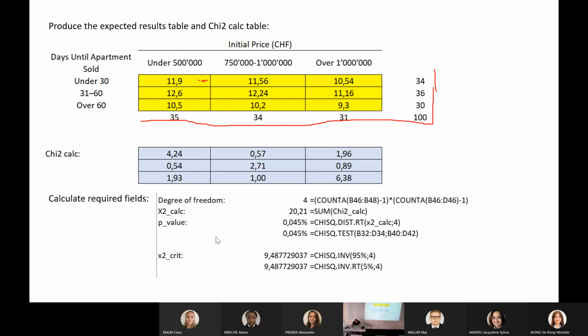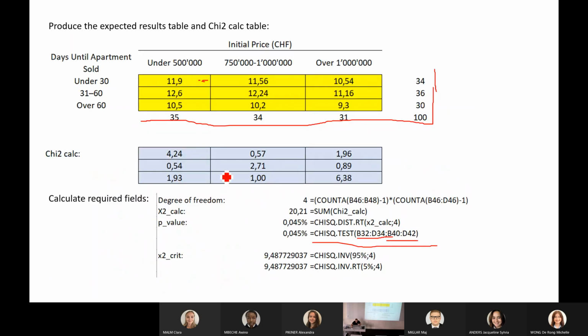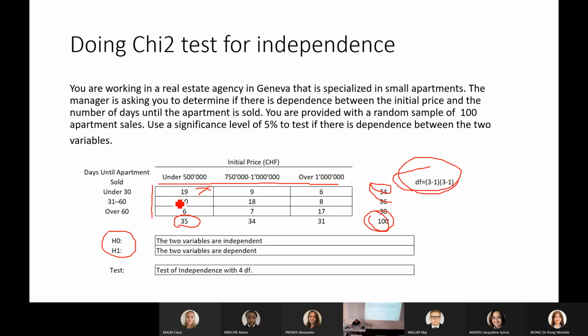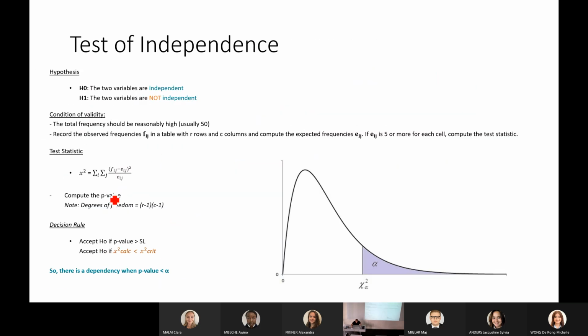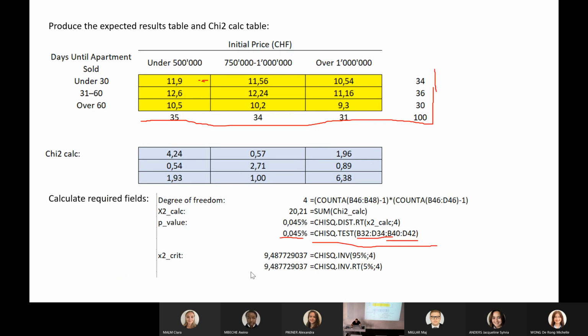Now we could already use the formula chi-square test, which has two arguments, the actual and the expected distribution. So now you can already calculate the p-value. Okay, so if they only ask you which hypothesis do you take, so if it's dependent or independent, that's enough. You have two steps. You use the formula, you have a p-value. If it's lower than significance level, as it is now, right? What did we say? When it's lower than significance level, we accept H1, so we reject H0. So that means that the variables are dependent.